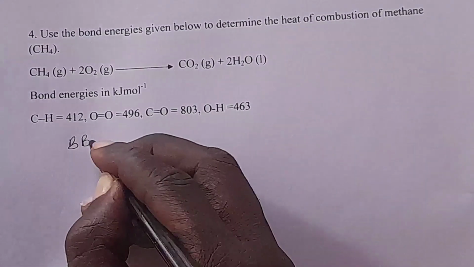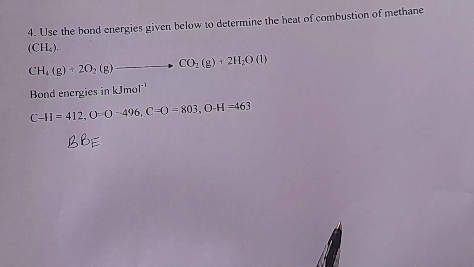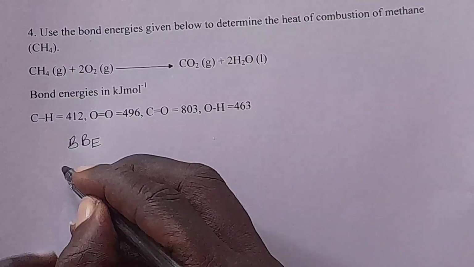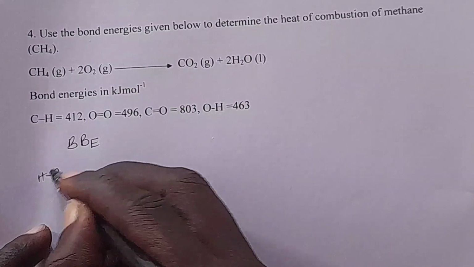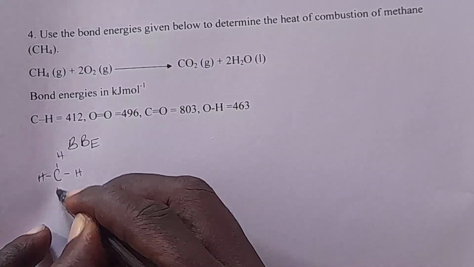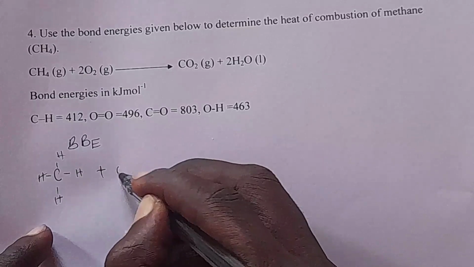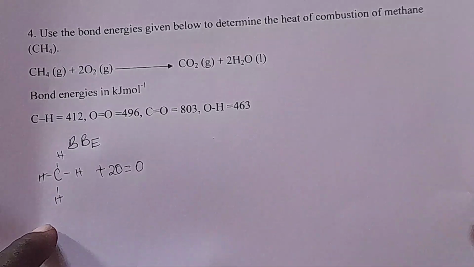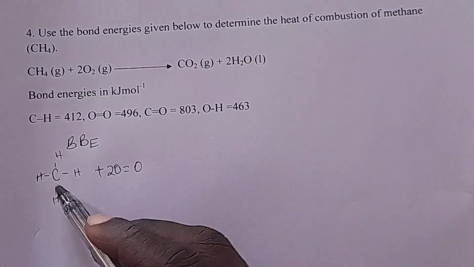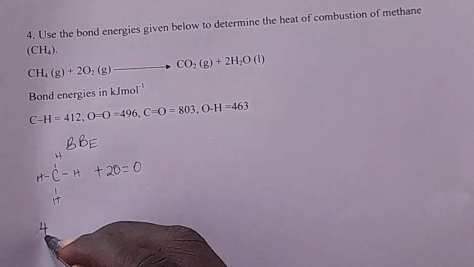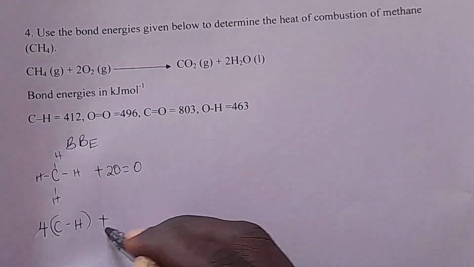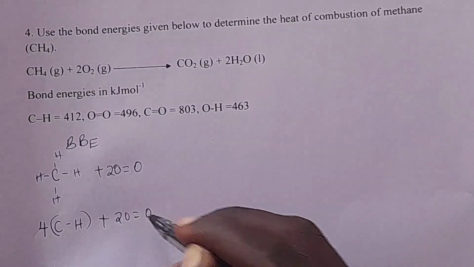Bond breaking energies are gotten from the reactant side, and in the reactant side we have methane. If we write that in open structures, we are going to get something like this: methane plus 2 of oxygen. Oxygen to oxygen has a double bond. So what does this mean? That means I'm having 4 of carbon to hydrogen bond plus 2 of oxygen double bond.